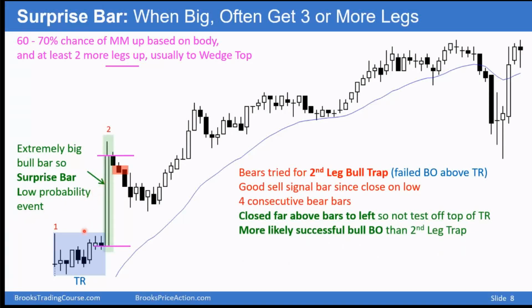It's reasonable to sell, second leg trap, maybe first leg up, pause, and then second leg. However, this close is far above all of the bars to the left. I don't show the bars from yesterday, but this close is far above everything to the left. The bigger the bar, the more it closes on its high, the more likely you're going to get a swing up.